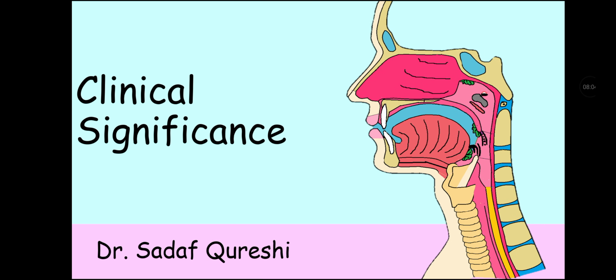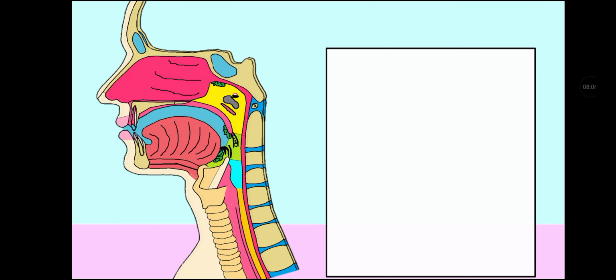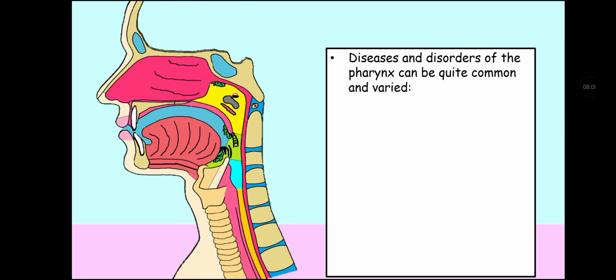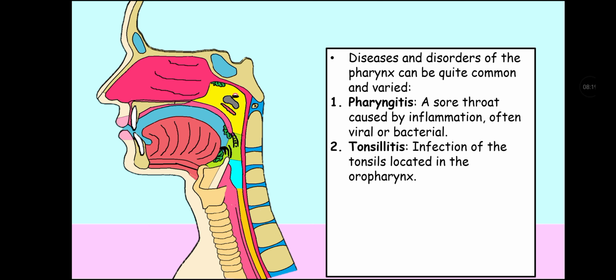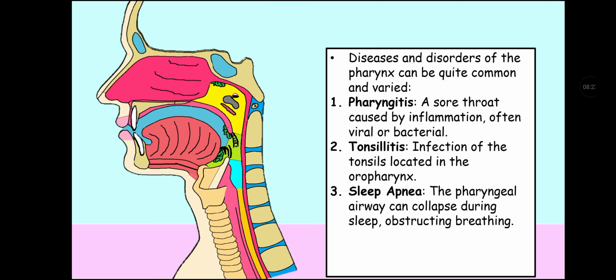Clinical significance of the pharynx. Diseases and disorders of the pharynx can be quite common and varied. First is pharyngitis, that is a sore throat caused by inflammation that may be a viral or bacterial infection. Second is tonsillitis, that is infection of the tonsils located in the oropharynx.